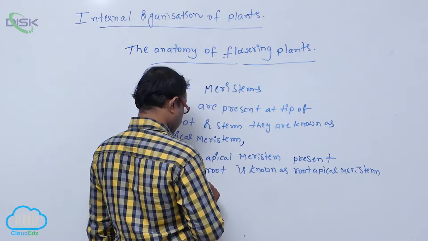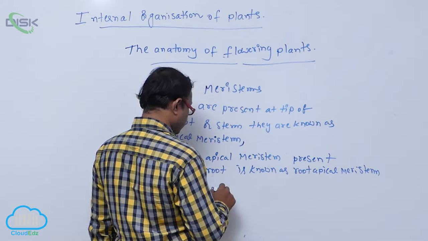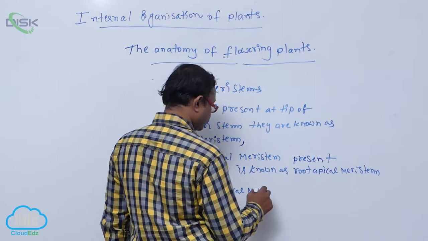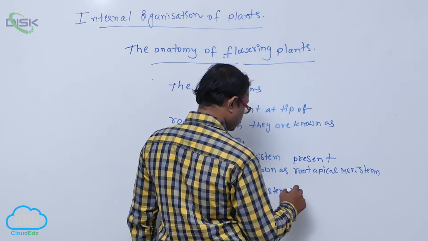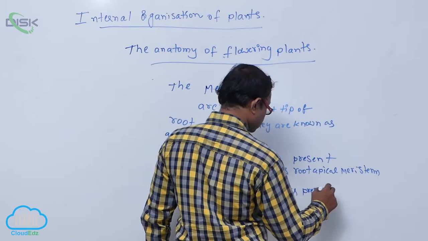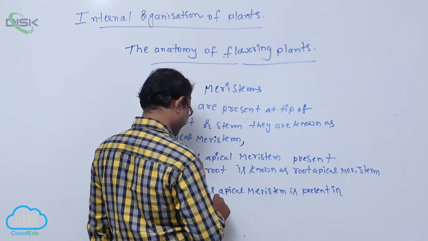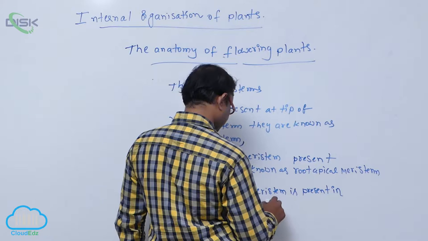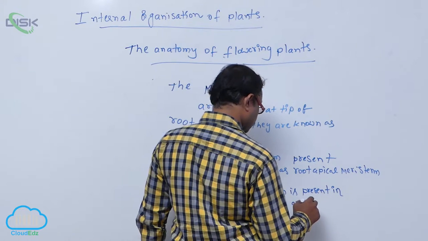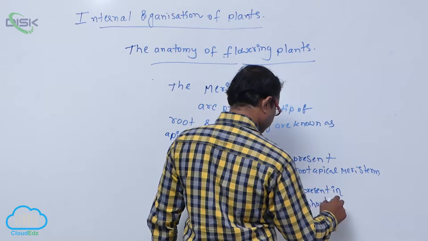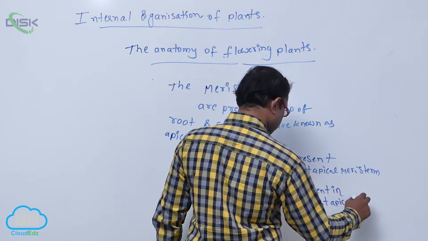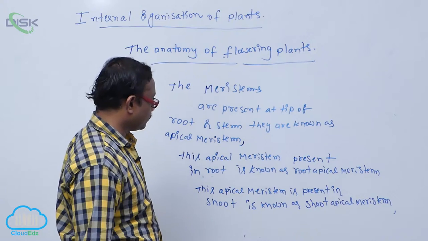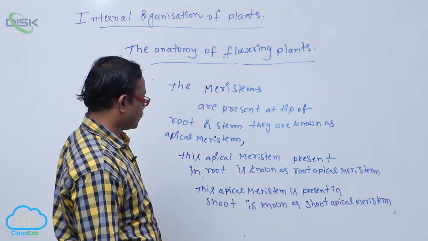Okay, this apical meristem is present in shoot and is known as shoot apical meristem. Root apical meristem and shoot apical meristem.